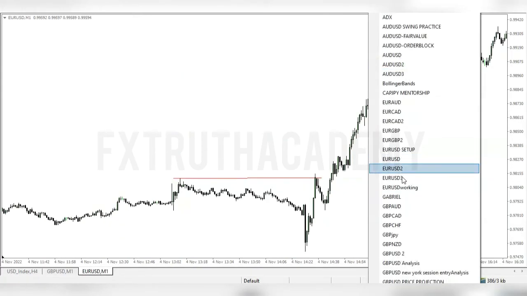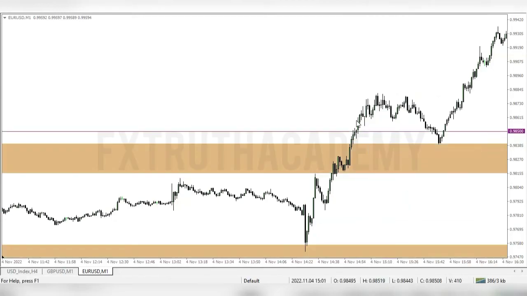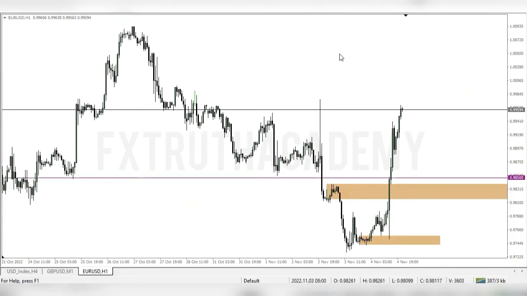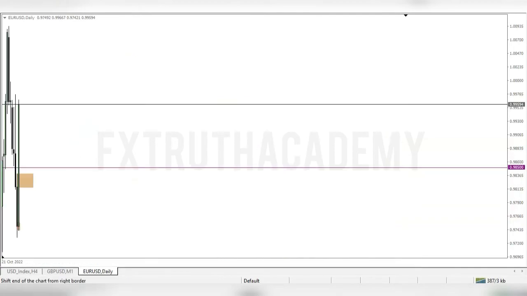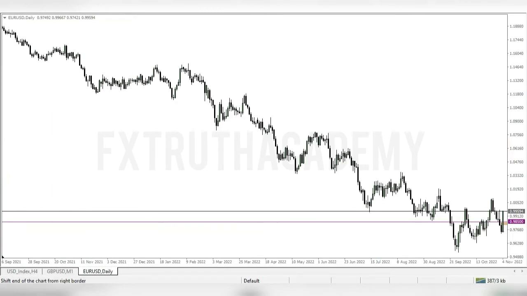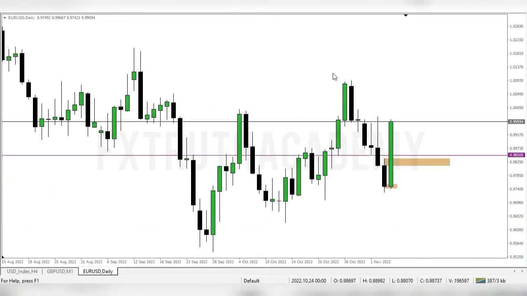I'm going to pull out my markup, my Euro trade setup. I'm going to go to the 1 hour. This is my trade setup, very clean and neat. I'm not looking for too much. I just start my analysis from the daily chart, from the higher time frame.